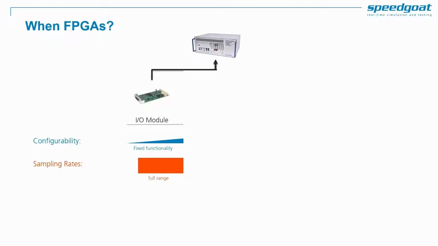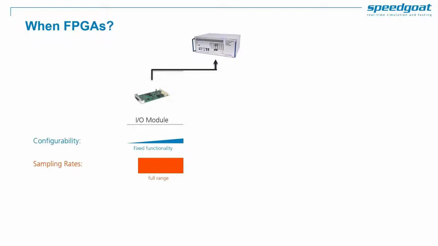This is based on the level of configurability and sampling rates. Speedgoat provides different types of I/O modules supporting your project. For sampling rates below 4 kHz, Speedgoat provides fixed functionality I/O modules, which are analog digital I/O lines or communication protocols for your area of research.